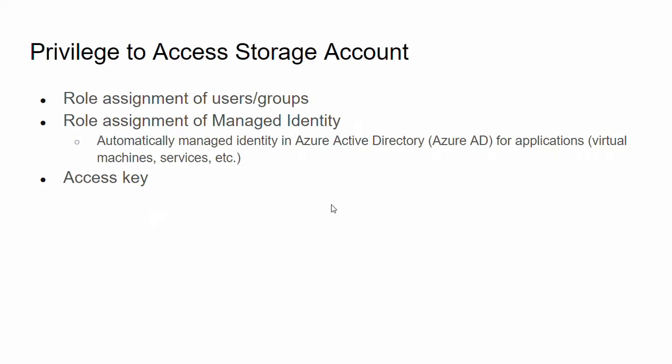The other way of accessing that is using certain tokens like an access key. The access key is provided by the storage account, and you can use the access key to access the storage account container. And there's also something called SAS, the shared access signature. All this will be discussed in the demonstration.